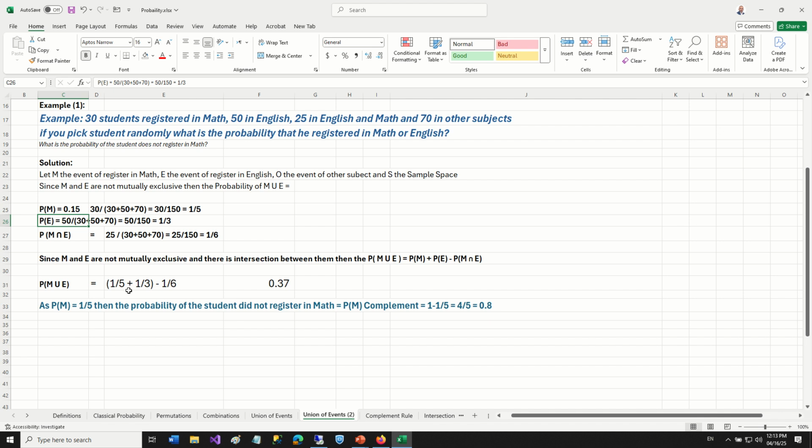So since M and E are not mutually exclusive and there is an intersection between them, then the probability of M union E equals P(M) plus P(E) minus P(M intersection E). So that equals 1/5 plus 1/3 minus 1/6. Using Excel, you can directly get the result as you see here. So it is 0.37.